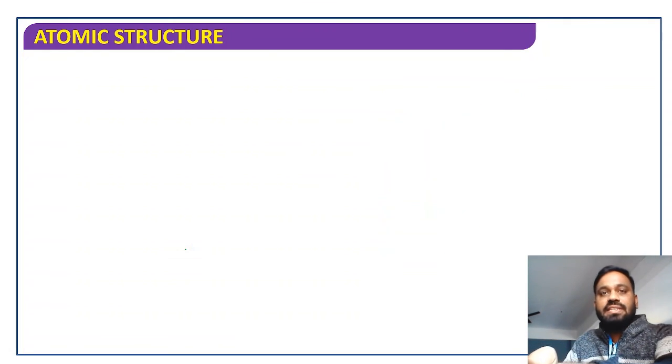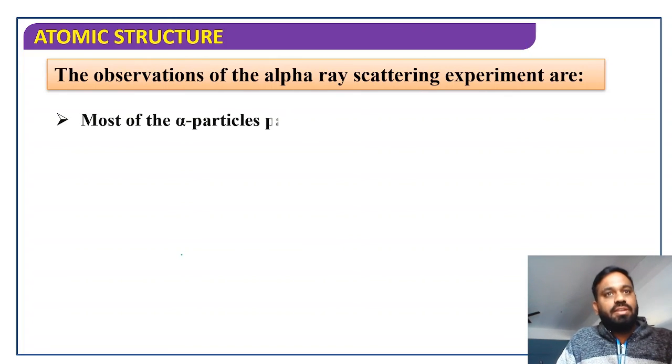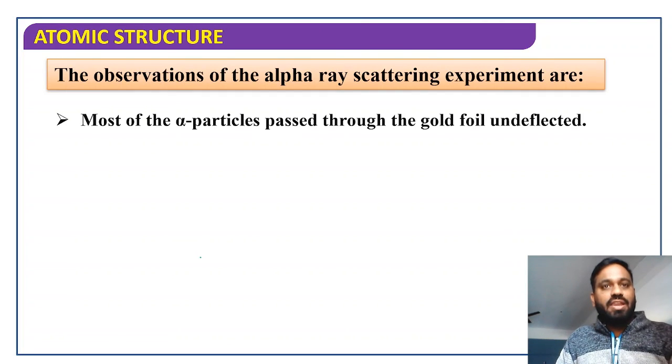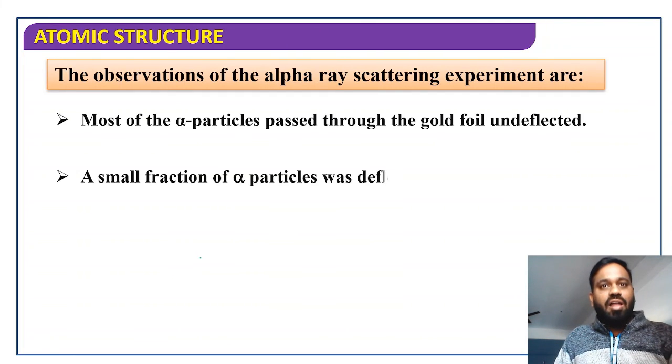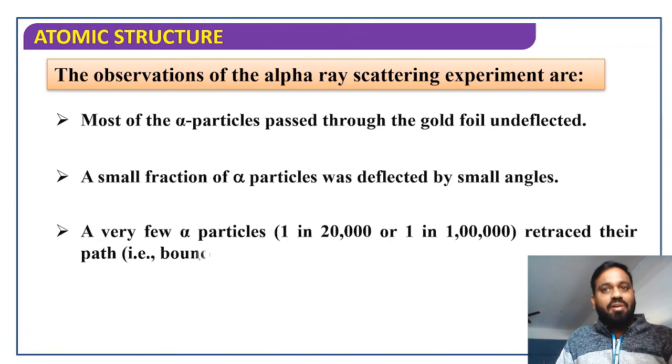Now based on this, these are the observations from the experiment. Most of the alpha particles passed through the gold foil without deflection, a small fraction of the alpha particles were deflected by a small angle, and very few alpha particles, nearly 1 among 20,000 or 1 among 1 lakh, retraced their path, which means they bounced back.